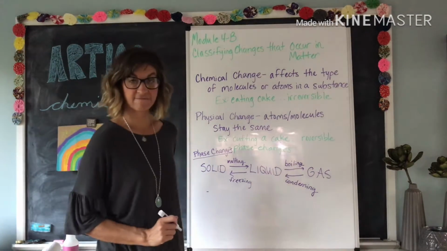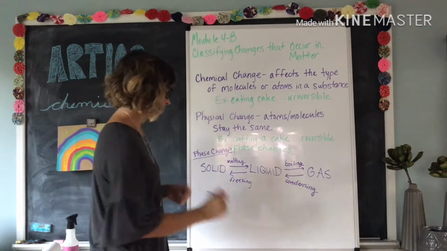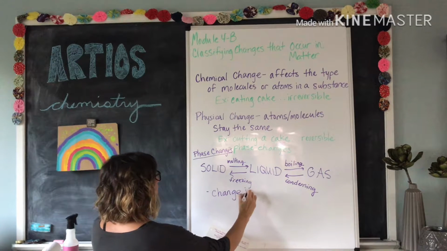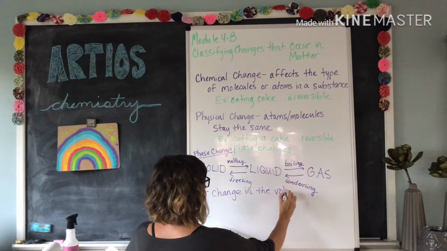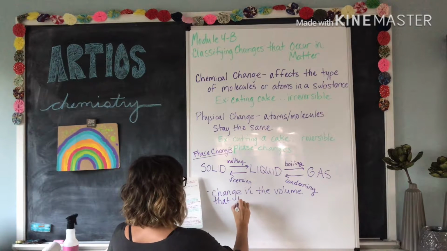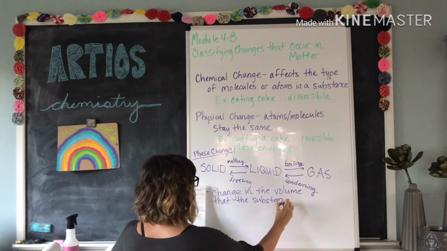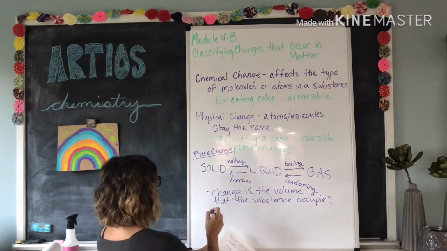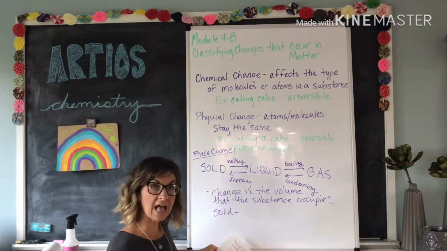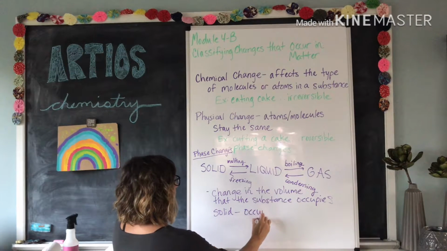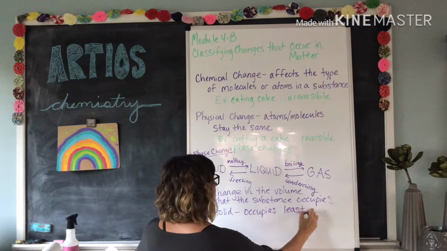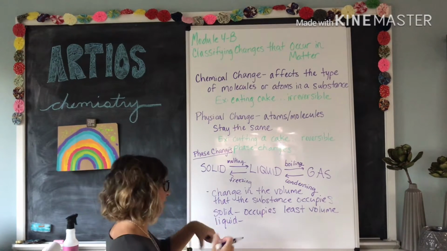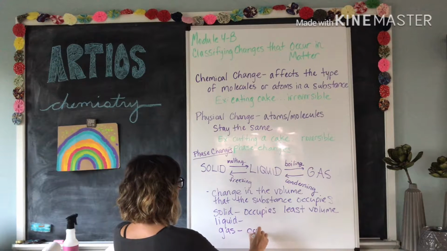The thing that is changing in a phase change is the volume that the substance takes up. Let's write that down. In a phase change, there is a change in the volume that the substance occupies. A solid of a substance occupies the least volume. Okay, a liquid of that substance would occupy a little more volume, and a gas of that substance would occupy the most volume.